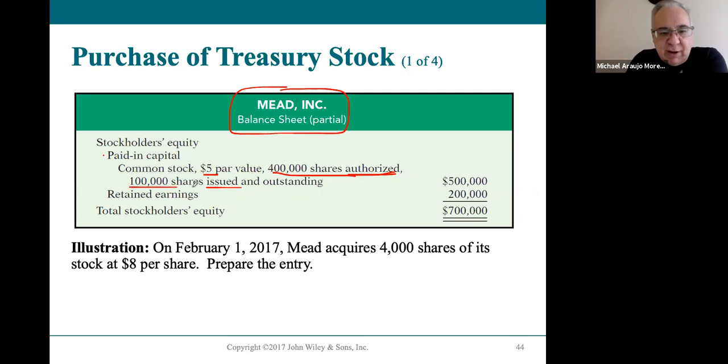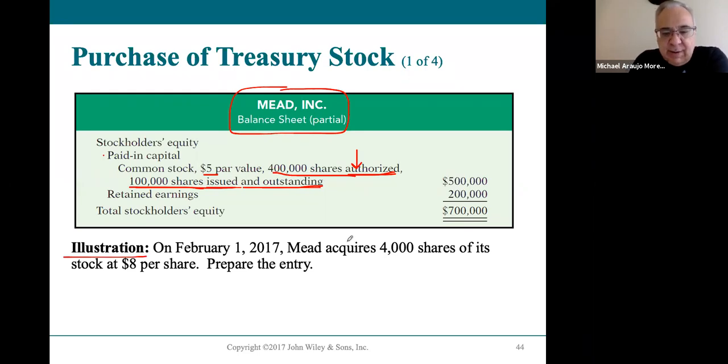The shares that are issued are the amount of the authorized shares that have been sold to raise money. Of these 400,000 shares that are authorized, this company has only sold 100,000. So they've issued 100,000 shares. All shares are held by the public, so all the shares are outstanding. That's how we would read this. Then look what happens.